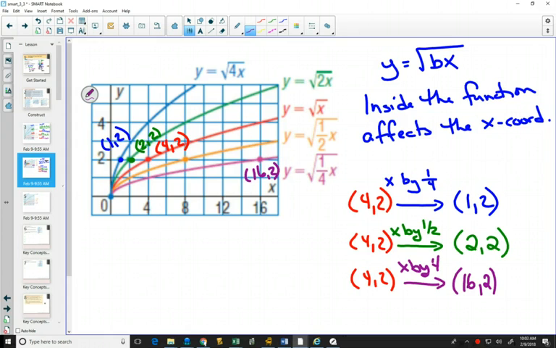So each of these, when something is inside the function, is either going to be a horizontal stretch or a horizontal compression, depending on that number. If that number is bigger than 1, when you do the reciprocal, you're going to multiply by something less than 1, and those ones will be horizontal compressions. And when the number inside is less than 1, then you're going to multiply by the reciprocal, and that will be a horizontal stretch.